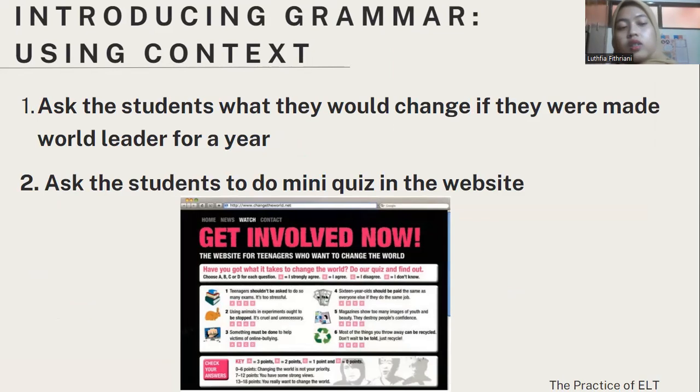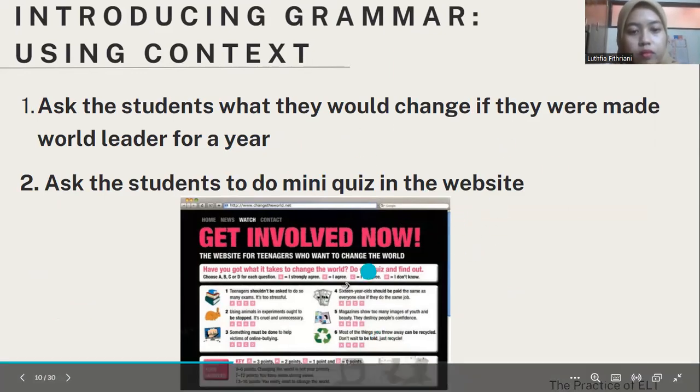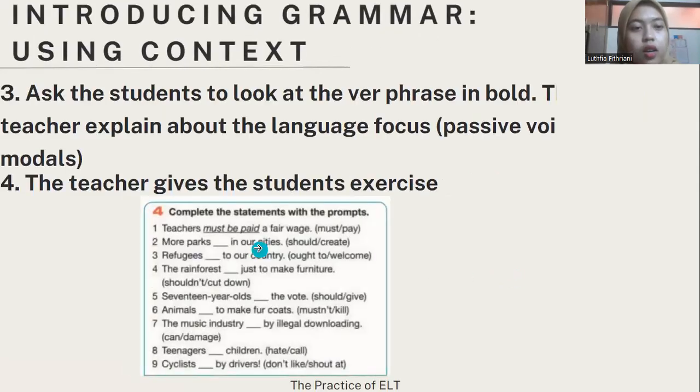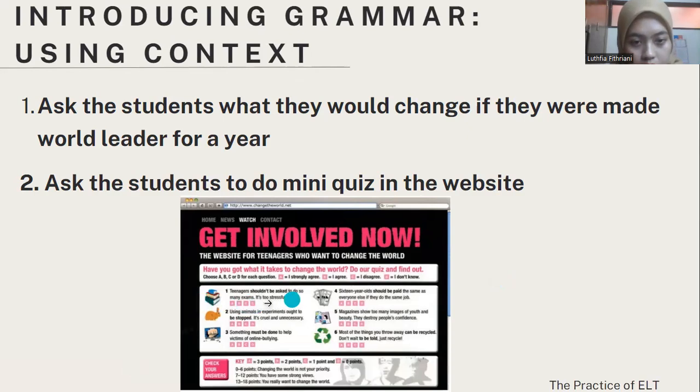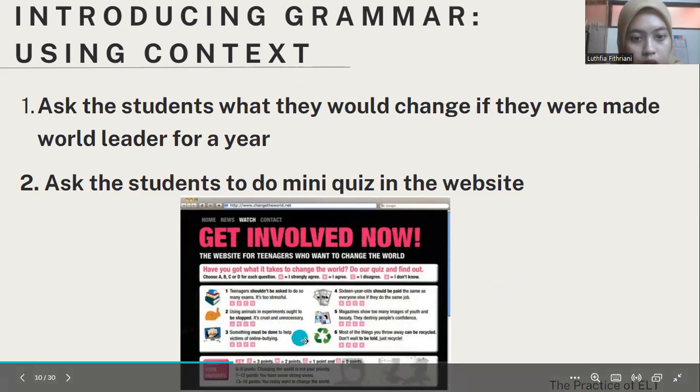After the students answer, the teacher can ask the students to do a mini quiz on a website. So the teacher should provide a website with a mini quiz and ask the students to do the quiz. And this is the example. After that, ask the students to look at the verb phrases in bold. So this is the example: shouldn't be asked, be stopped, must be done, and so on.